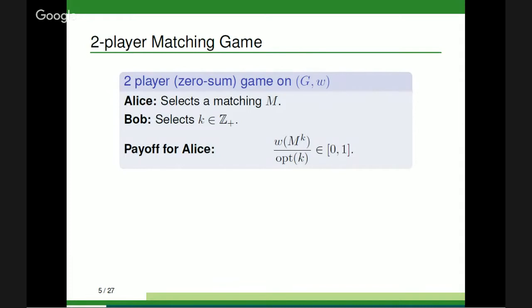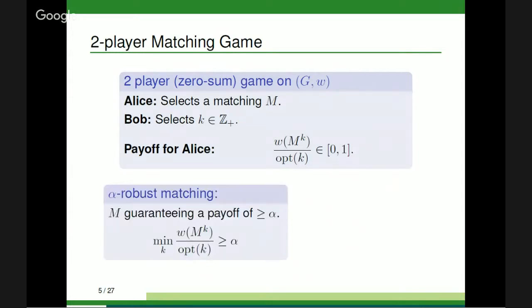And what's the payoff that Alice receives? Well, it's just the ratio between the weight of the top k edges of her matching compared to opt k. So the payoff is always a number between 0 and 1. And what is, in this context, a robust matching? Well, a robust matching is just a matching that Alice can play that guarantees her a payoff of at least alpha.